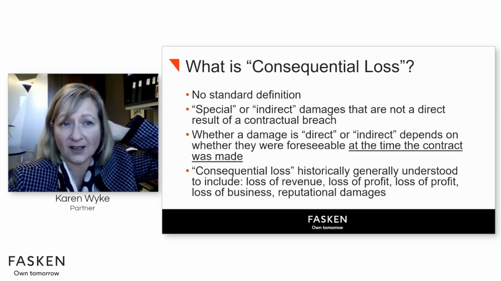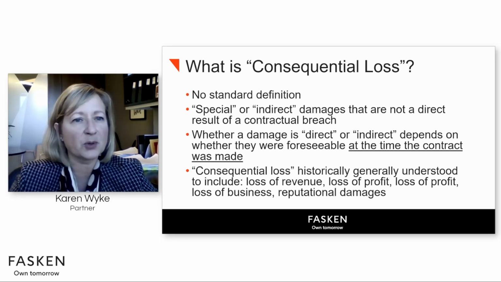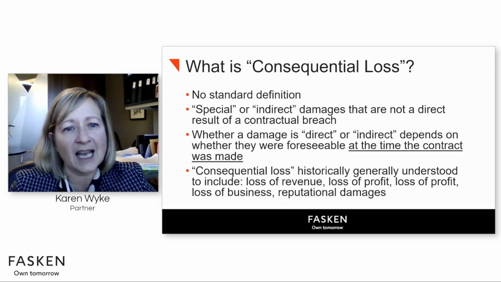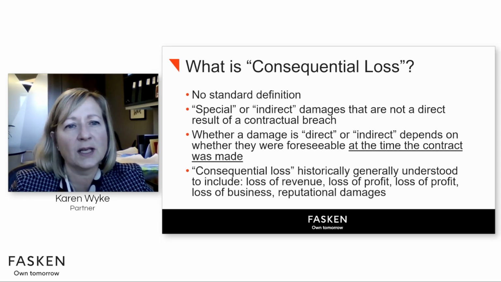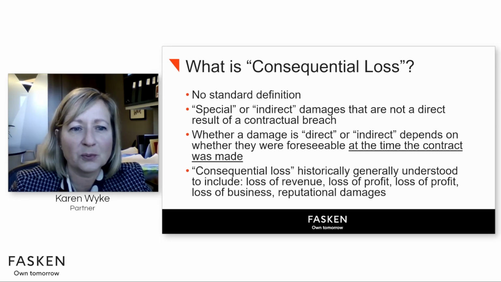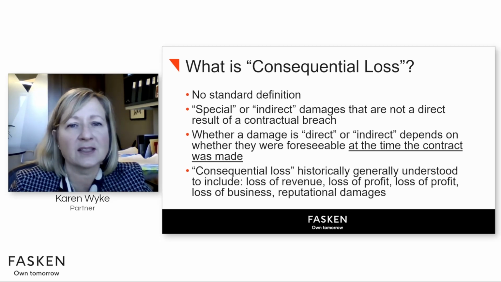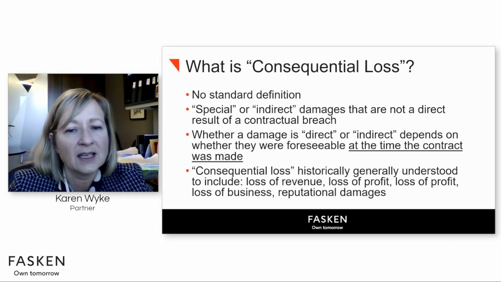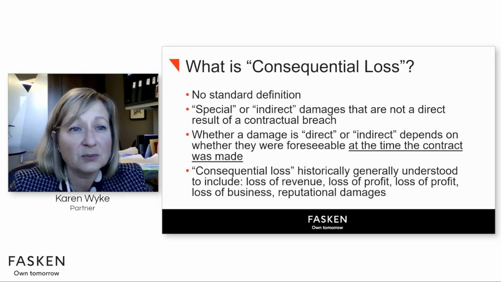So what is consequential loss? Here has been a bit of a problem, and we'll see in a case we'll examine in a minute, but there is actually no standard definition of what consequential loss means. It's special or indirect damages that are not a direct result of a contractual breach, and whether a damage is direct depends on whether it was foreseeable at the time the contract was made. Depending on the contract and the discussions between the contracting parties at the time, different damages are foreseeable.